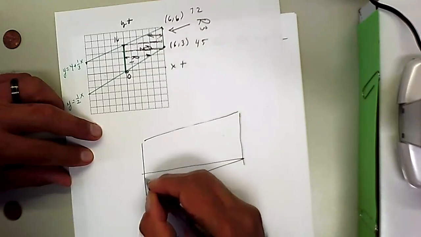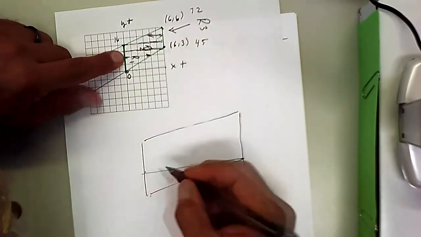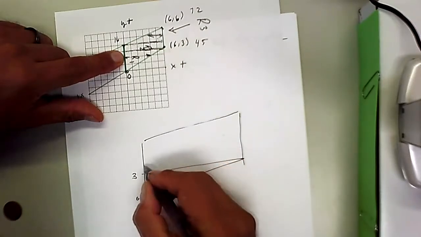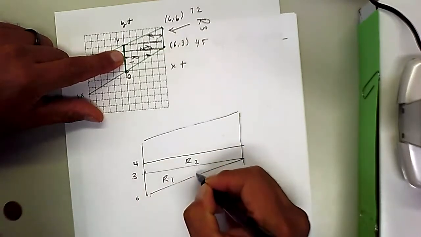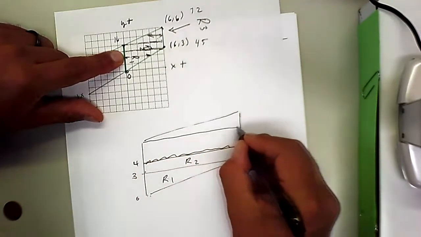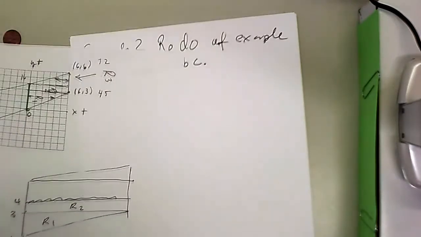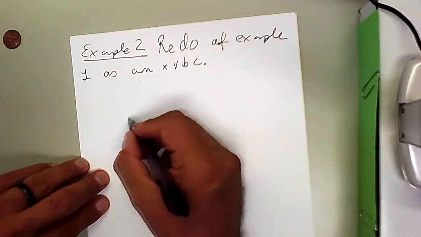We go from 0 to 3, and that's going to be region 1. Then we go from 3 to 4. That's going to be region 2. Whoa. Nope, because that actually goes here. Bad picture. I got to get a new piece of paper. Yeah, so I'm going to try to draw.